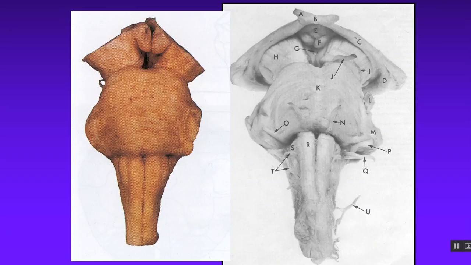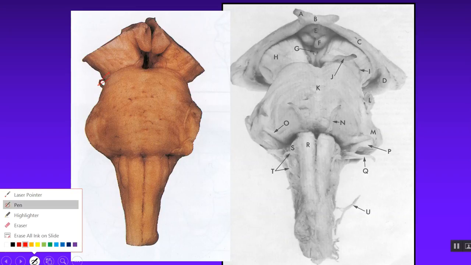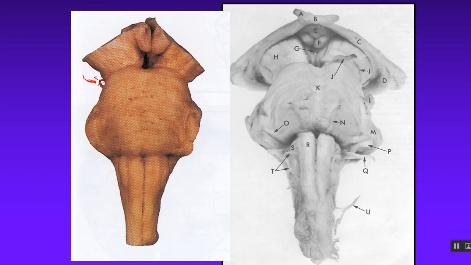So this is showing you the front view, and this one's had pretty much everything cleaned off of it. The only thing left on here is this little trochlear nerve, the tab end of a trochlear nerve, getting ready to come around the back side. This one here has a few more structures of relevance.